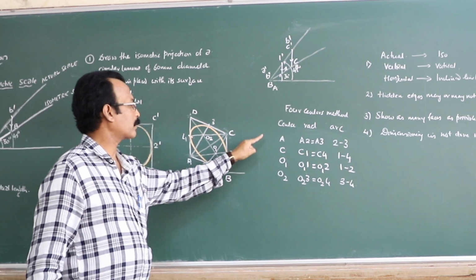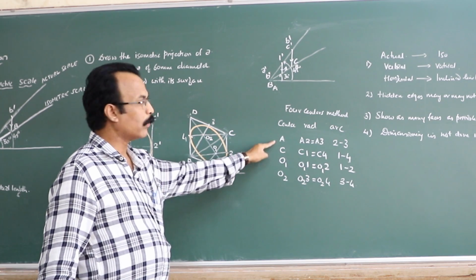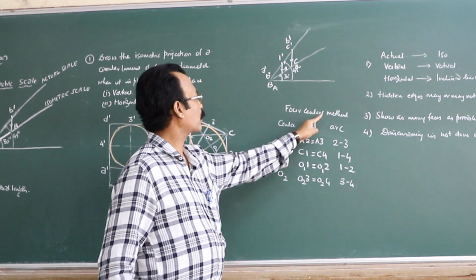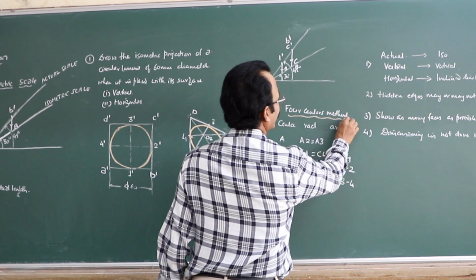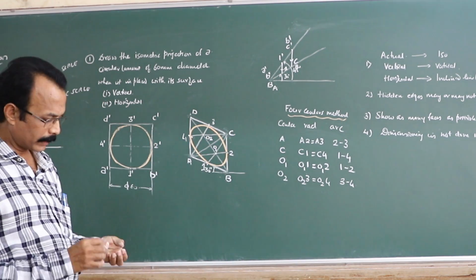So how many centers we are using here? We are using 4 centers. Hence the method is called as 4 centers method there. Hope it is clear.